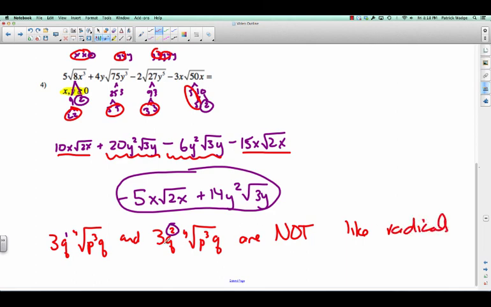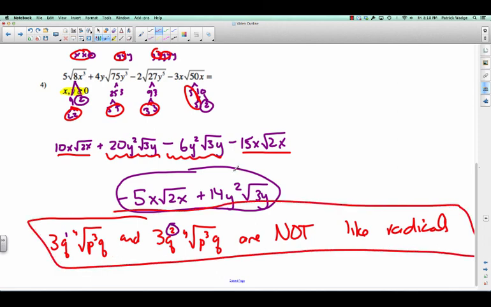Okay, so watch out for that. You also have to make sure the coefficient out front of the radical is also the same, and I didn't talk about that when I defined it before. Okay, there you go.